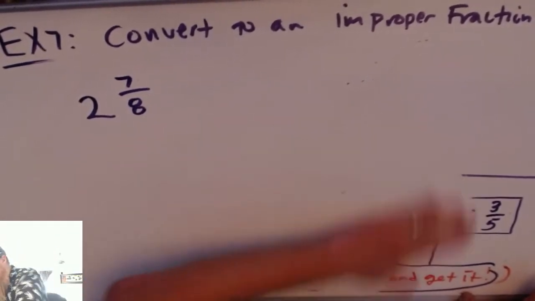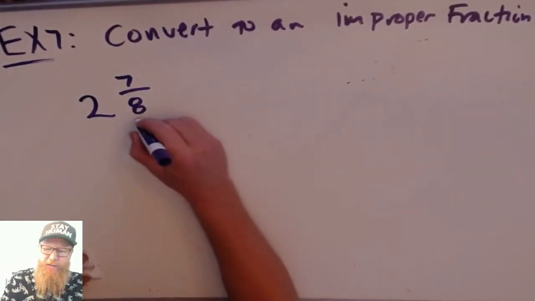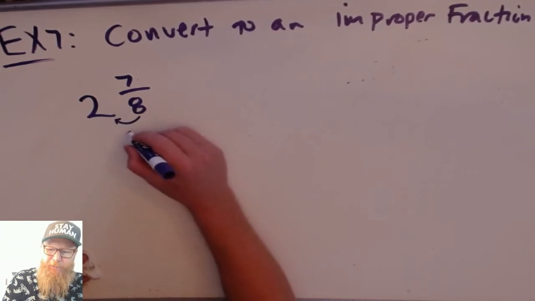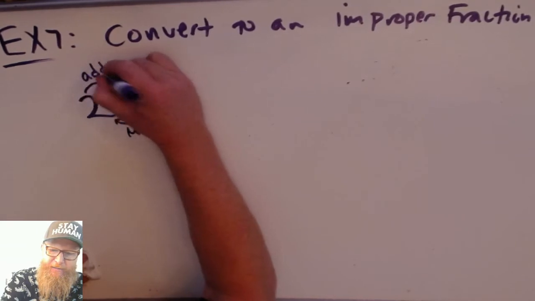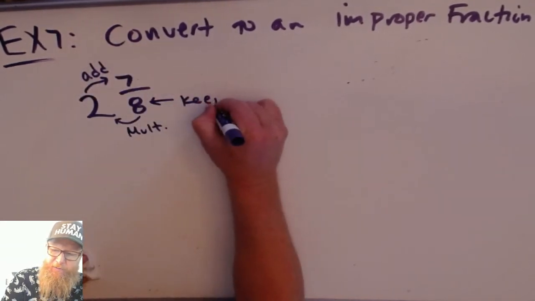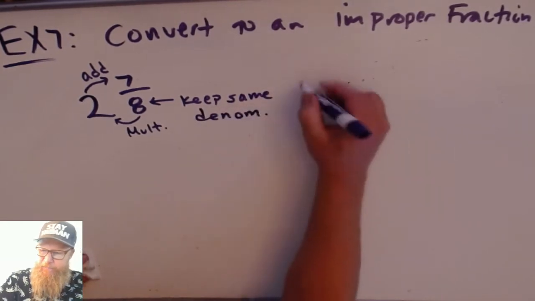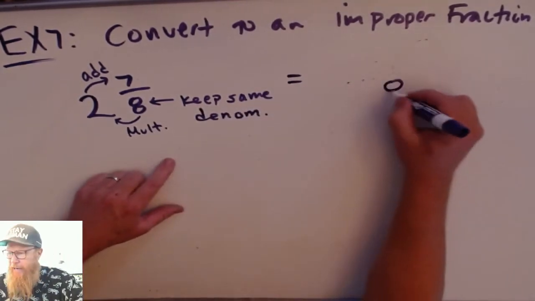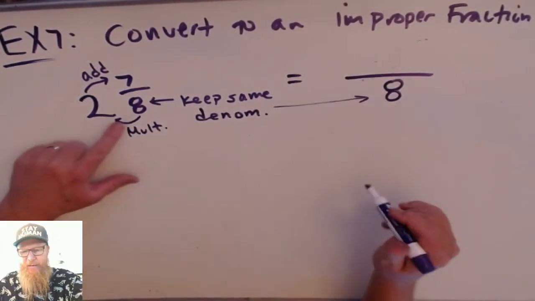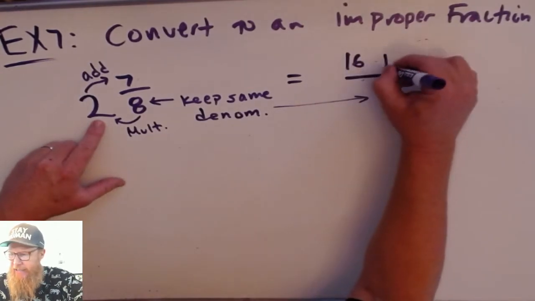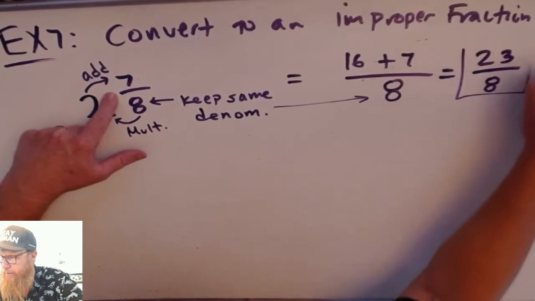Two and 7/8. So let's go ahead and do it the quick way. You're going to multiply and then add, and you're going to keep the same denominator. So I like to just put the denominator down now, keep it the same. 2 times 8 is 16. 16 plus 7 is 23. So that's 23/8.